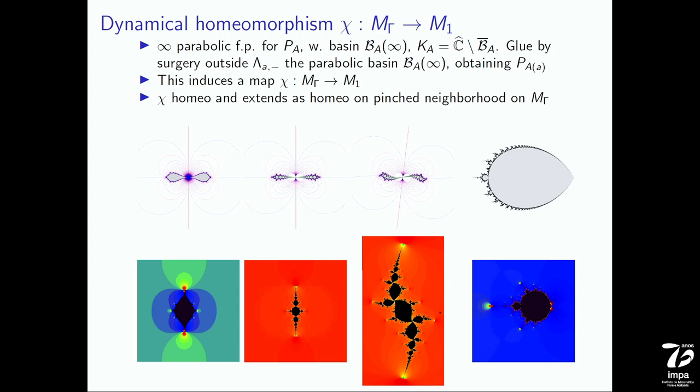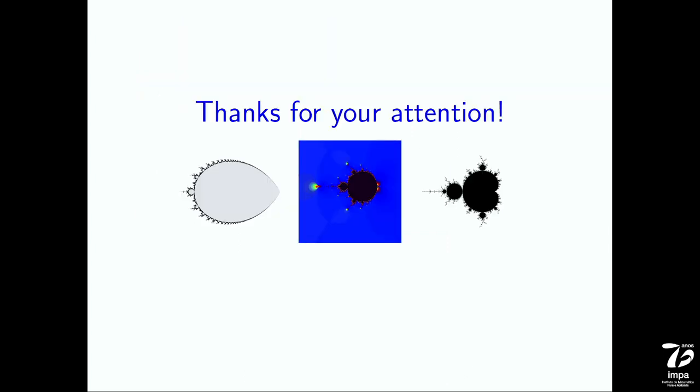This was as moral as it gets, but the punchline is this one. If you have that for each guy here, you get one guy there, this induces a map between parameter planes, associating to each guy here its guy there. And you want to prove that this map is a homeomorphism. I won't tell you how you prove that this is a homeomorphism because it's highly technical, but this is the idea of how you prove it. And thank you very much.